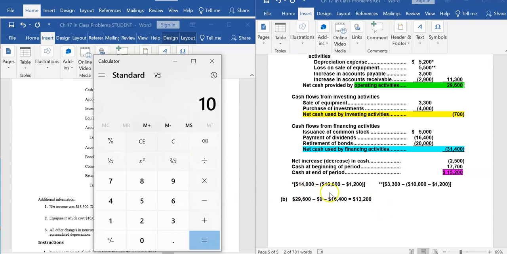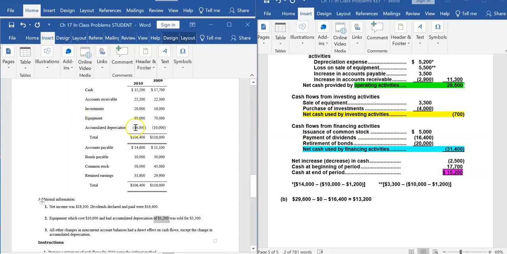That was its ending balance. Thus, if I had $10,000, I decreased it $1,200, so I ended up with $8,800 in accumulated depreciation. But I ended the year with $14,000, which means the amount of depreciation recorded must have been $5,200. That's how we ended up with an ending balance of $14,000. Again, started with 10, we decreased $1,200 to end up with $14,000. The difference must have been $5,200.